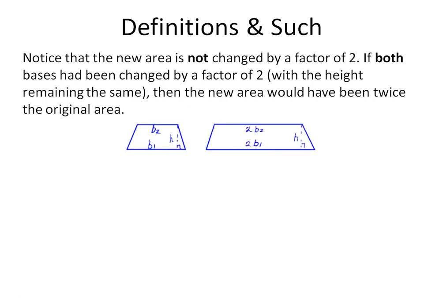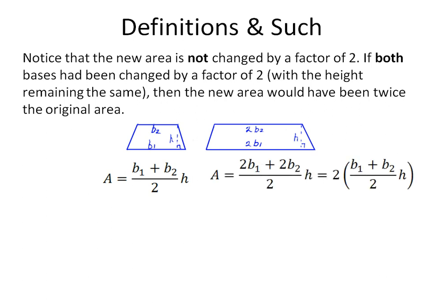So once again, this is what it would have been if we did that. The first trapezoid has an area of B1 plus B2 over 2 times the height. The second trapezoid has an area of 2B1 plus 2B2 over 2 times the height. This means we can factor a 2 out of the numerator and put it out front, so we have 2 times B1 plus B2 over 2 times the height.